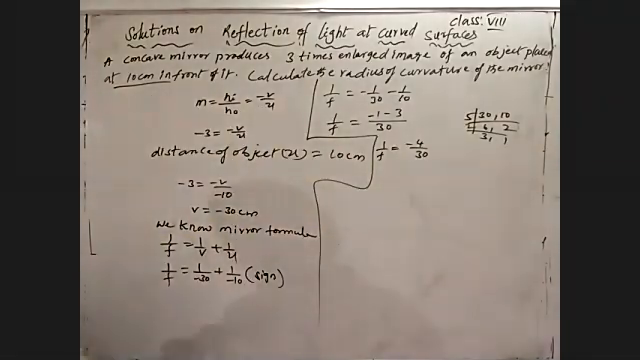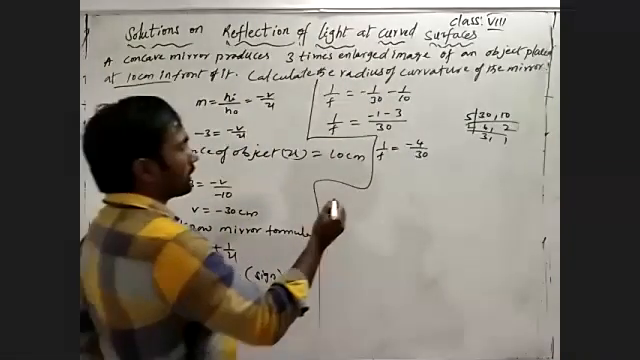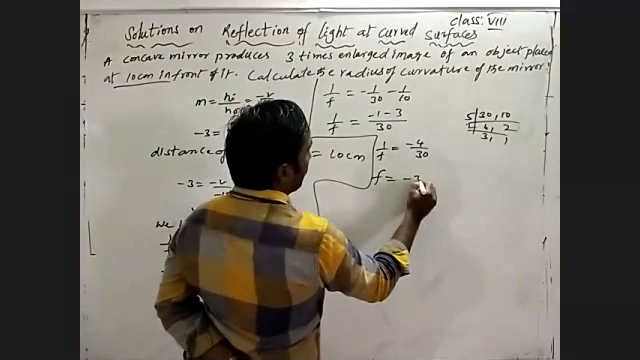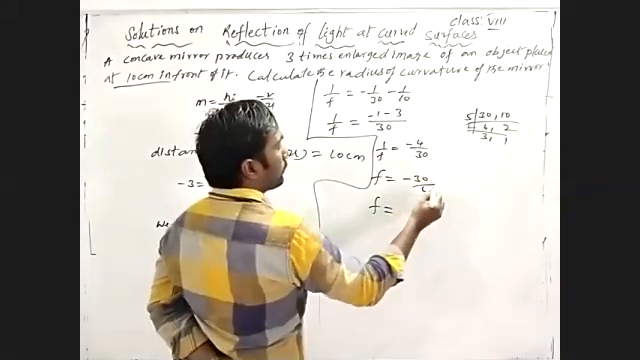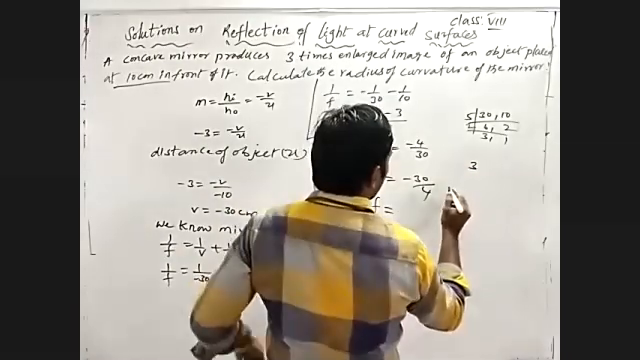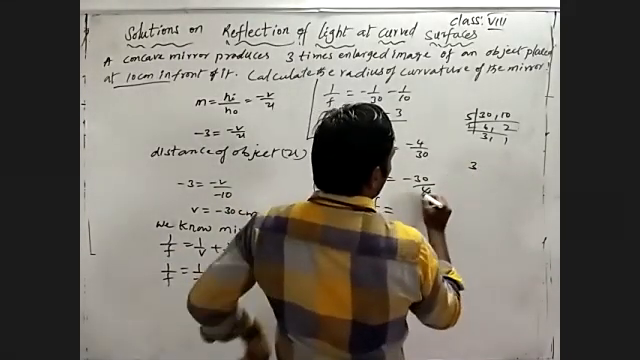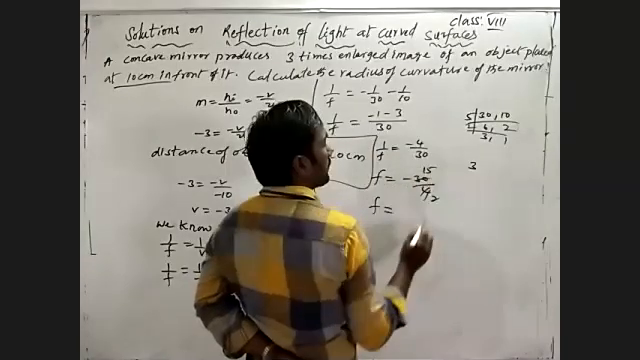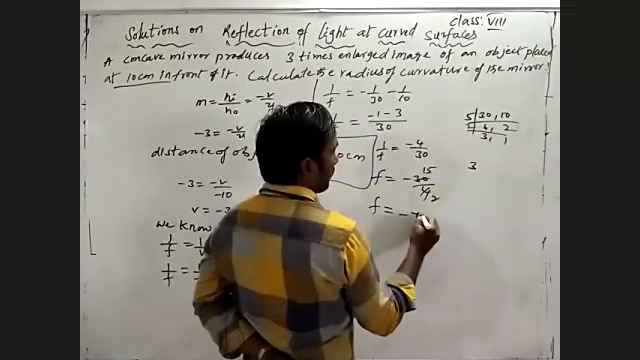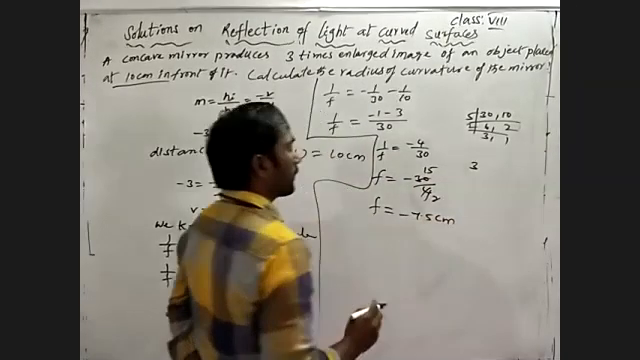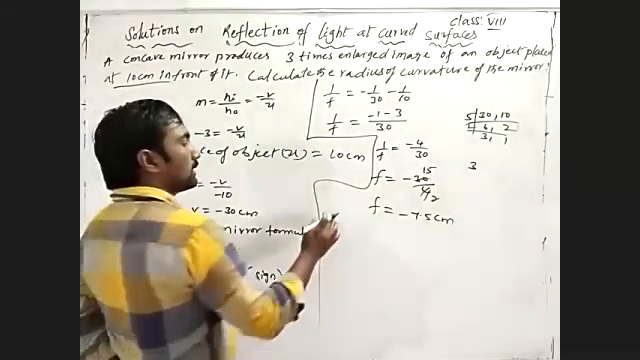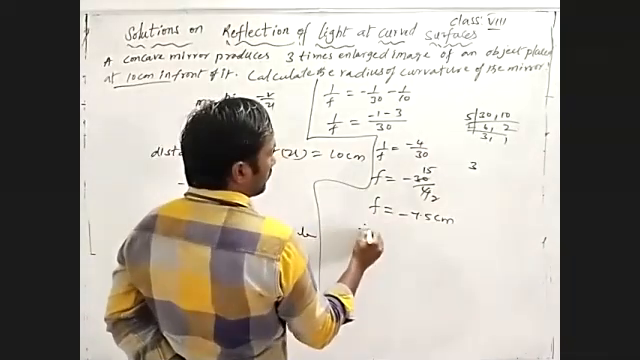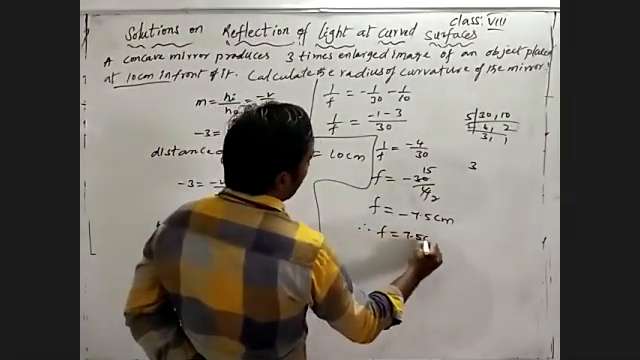Minus 4 by 30. From that, the focal length is equal to minus 30 by 4, by making the reciprocal. Doing the division, what can we write? 2 2s are, 2 15s are. That means we get 7.5 centimeter. So the focal length is 7.5 centimeter.